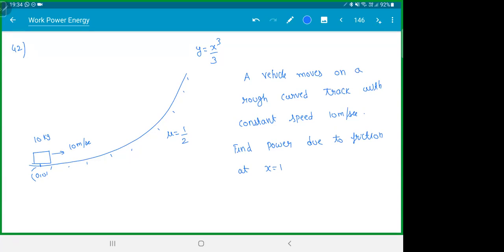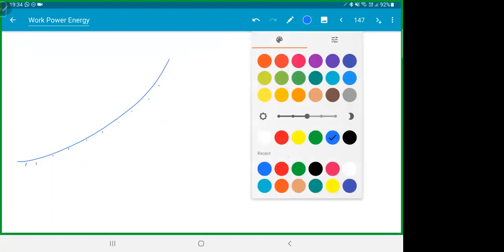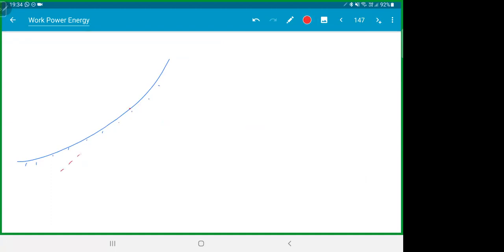50√30. Okay, let's see whether you got the same thing. At x is equal to 1, if I draw a tangent, this slope is theta. y is x cubed by 3, so tan theta is dy by dx, which is x square. So at x is equal to 1, theta is 45 degrees.